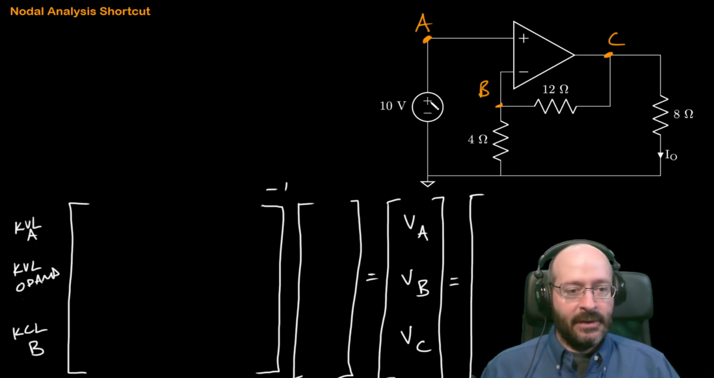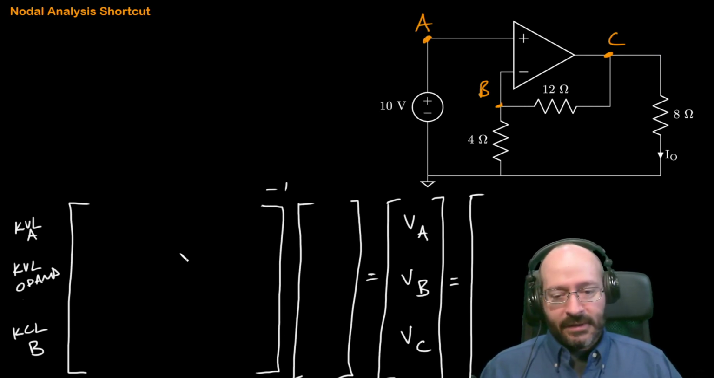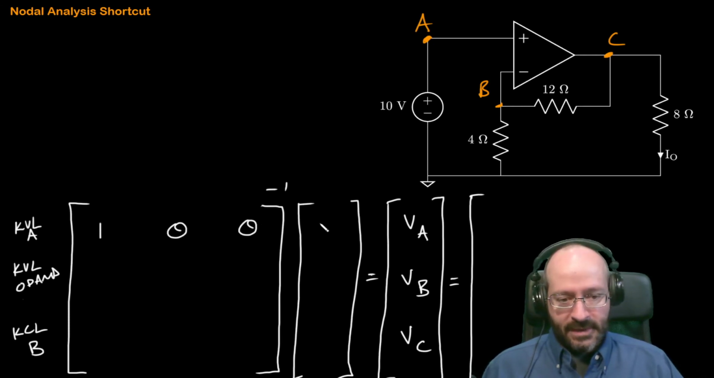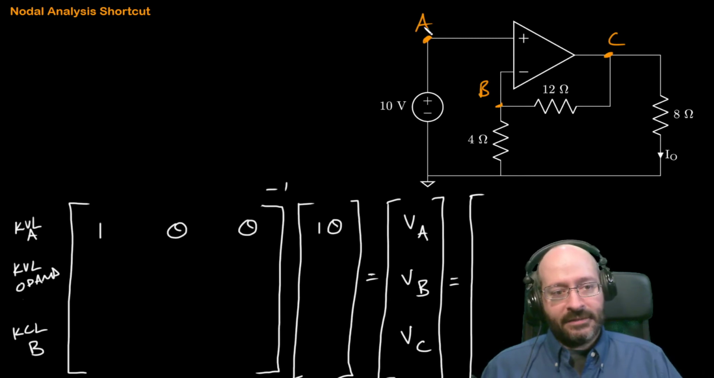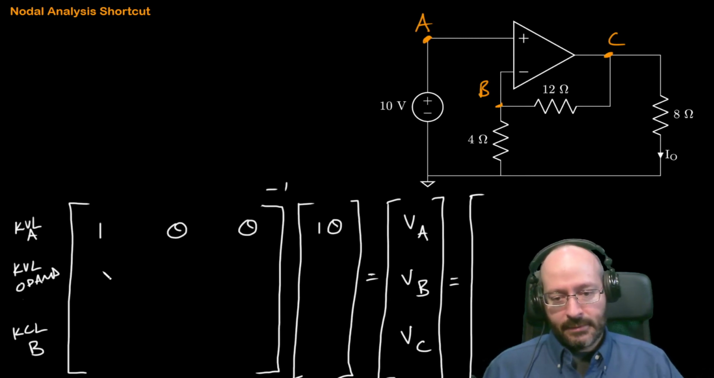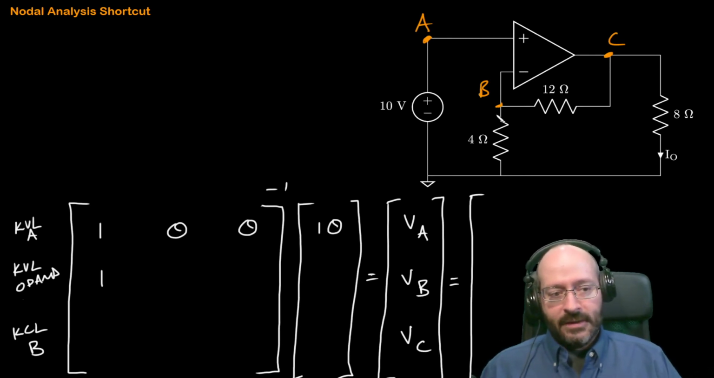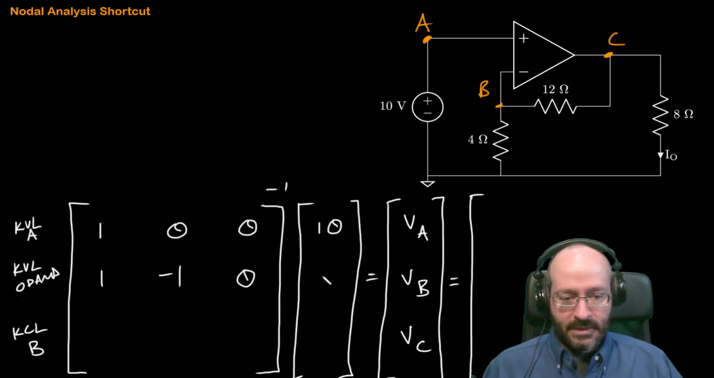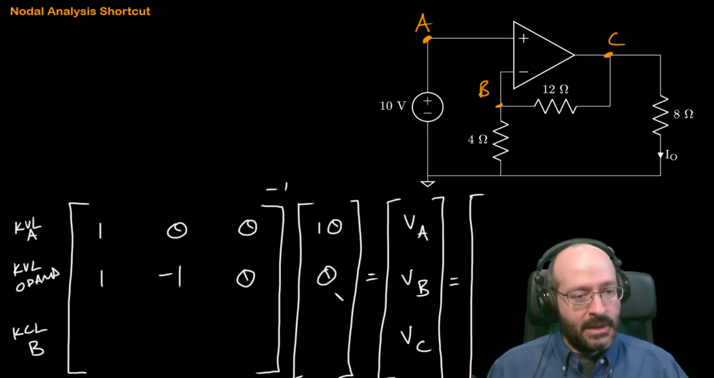Let's go do it. VA is connected to the positive side of the 10 volt. Ground is the negative side, so everything else is 0. Right-hand side is 10. That one's done. VA is the positive side of the op-amp, so it's going to be 1. VB is the negative side, so I can say -1. And then everything else is 0. And since it's an op-amp one, it's 0 on the right-hand side.